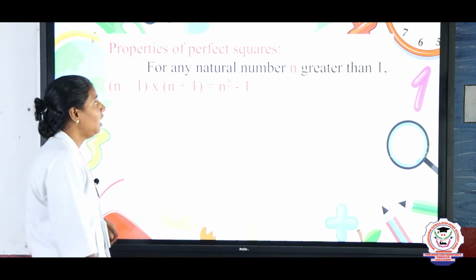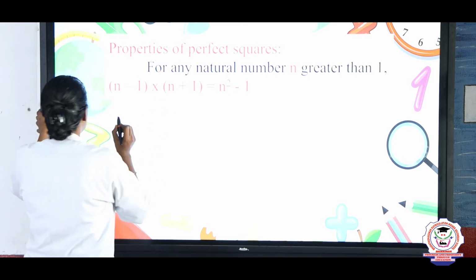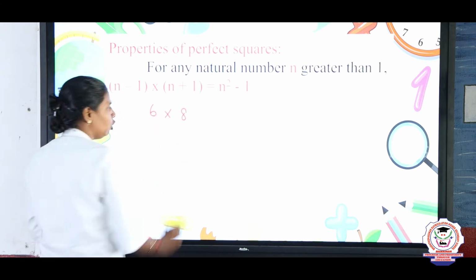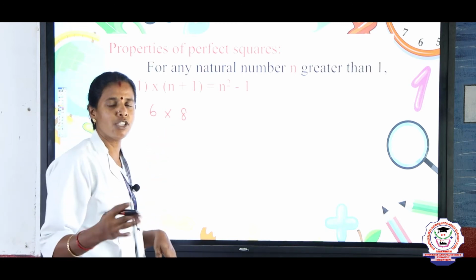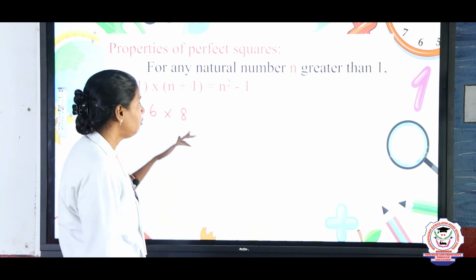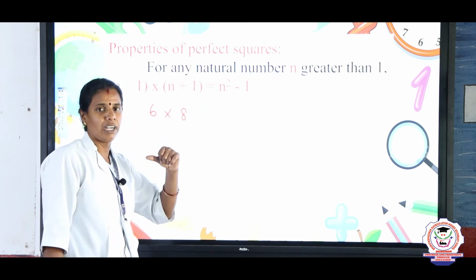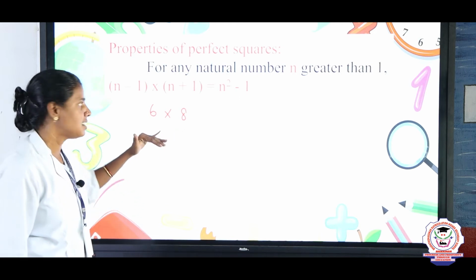For example, I will tell you one thing. With a simple number we will find 6 into 8. We know the product of 6 into 8. For small numbers it is easy for us to tell the product, right? But for 2 digit or 3 digit numbers it will be easy to use the property. Okay, I am just giving a simple example for your understanding.